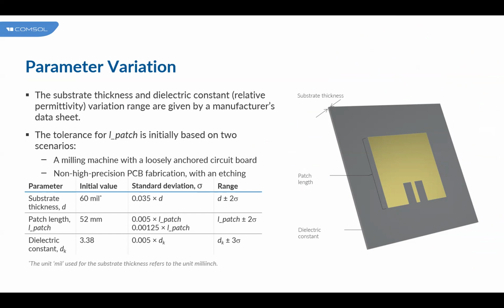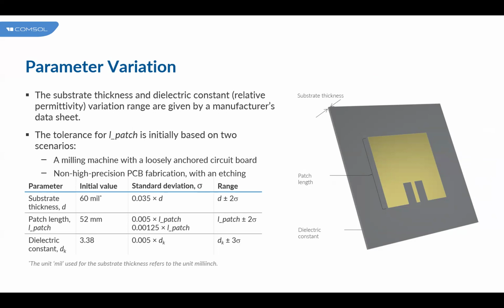The substrate thickness, D, can vary within about plus or minus 7% based on the manufacturer's datasheet. If the standard deviation, sigma, for the thickness is 3.5% of the nominal thickness, then the range specified by D plus or minus 2 multiplied by sigma will cover approximately 95.5% of the variations. The tolerance for the patch length, L_patch, is initially based on a scenario using a milling machine with a loosely anchored circuit board. This results in an undesired tolerance of 2 sigma, or 0.52 millimeters, where sigma is 0.5% of the nominal patch length.